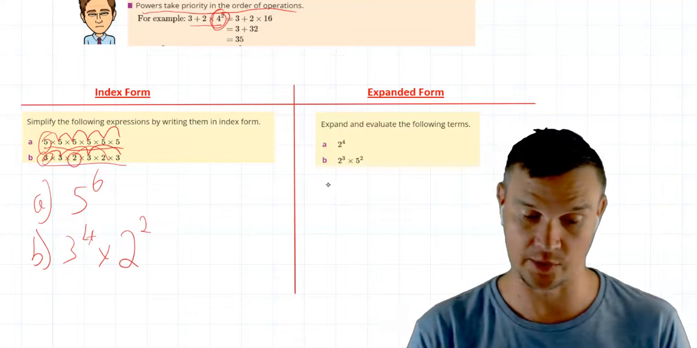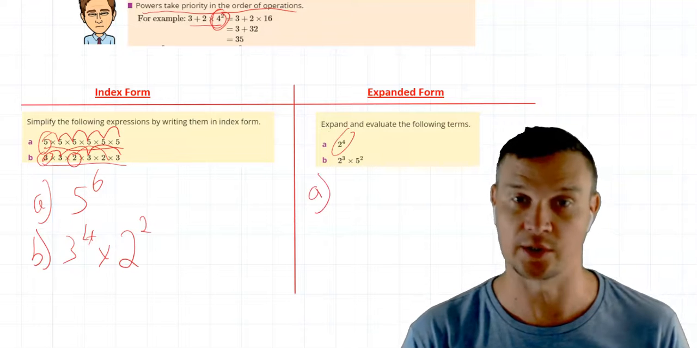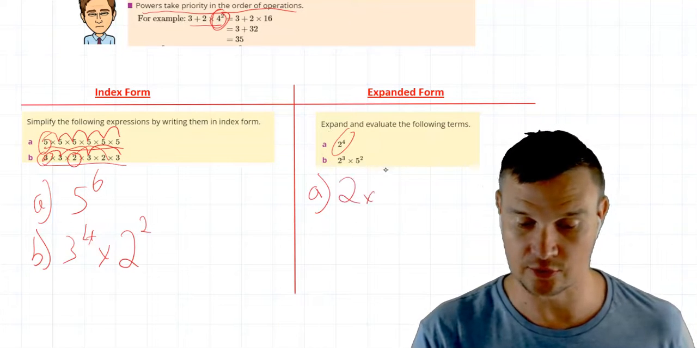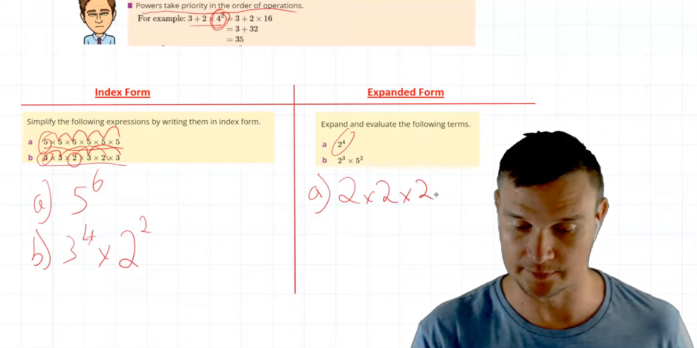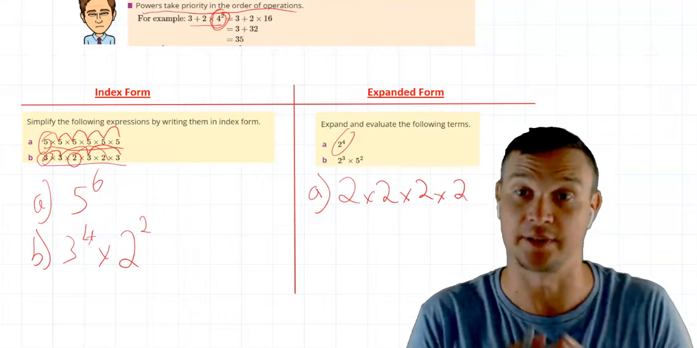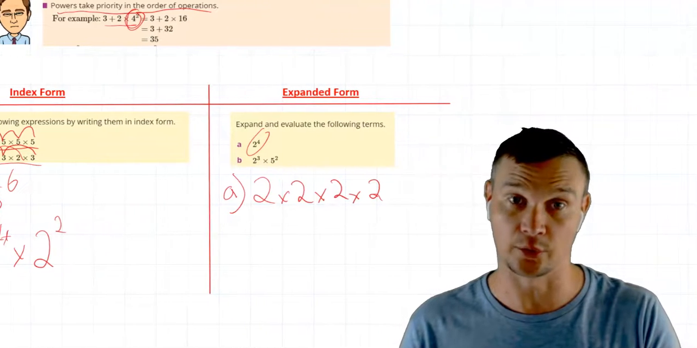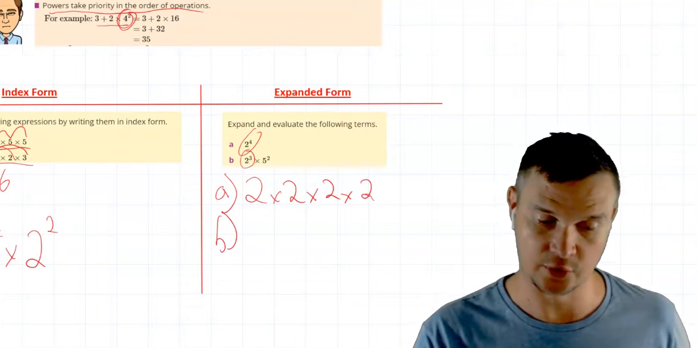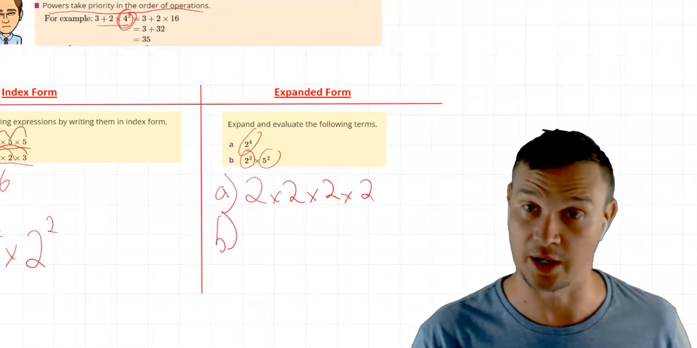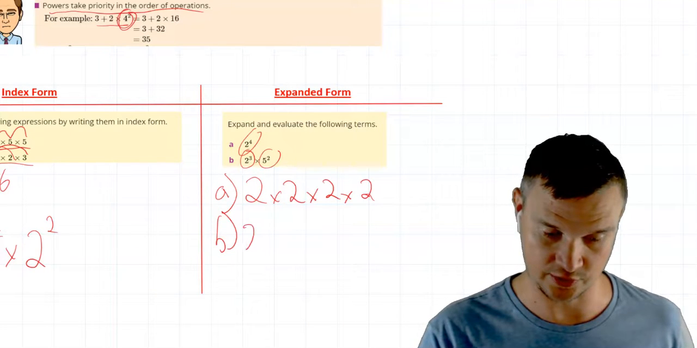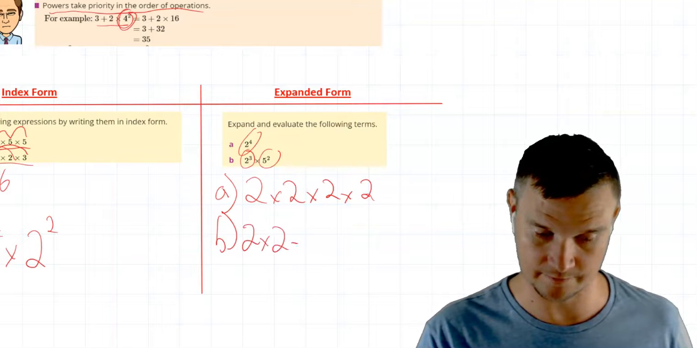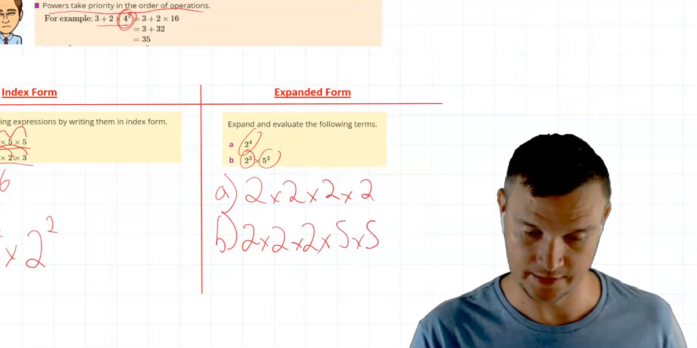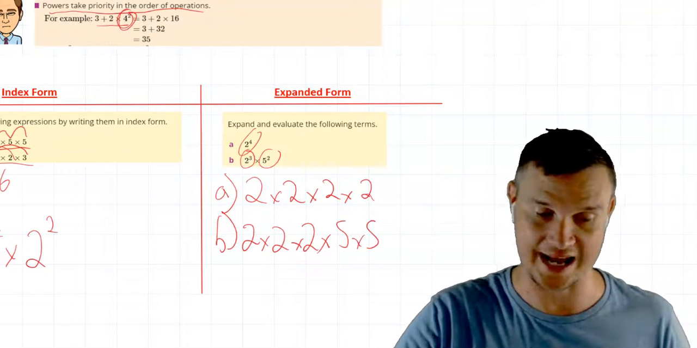Now the opposite is done when we do expanded form. In this case, we have 2 as the base number, and the index is 4. So all we're doing is 2 times itself 4 times. Simply, that's how we do expanded form. We can also do it with different numbers. Here we have 2 to the power of 3 times 5 to the power of 2. I'm going to write my base number 2, 3 times, and then times that by 5 twice. That's how we do expanded form and index form.